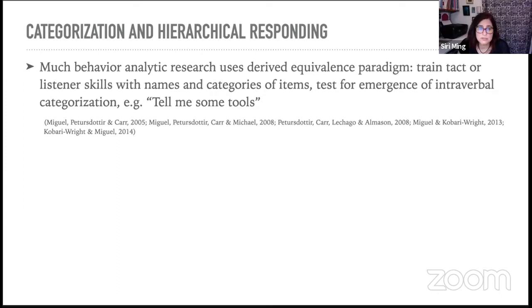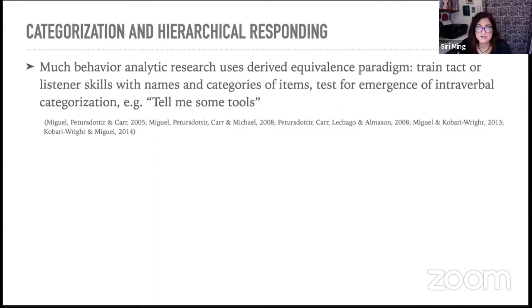And so there's a fair bit of work out there at the equivalence level on essentially what's termed category naming. So teaching to identify either as a listener or to tact both the names and the categories of something. Like a hammer, you would be taught to call a hammer and also taught to call it a tool, as well as other tools, and then tested for that. And that's really important, and a really important early repertoire of categorization.